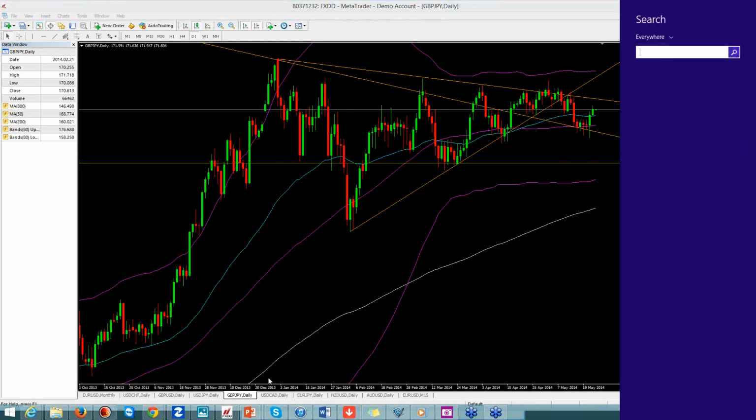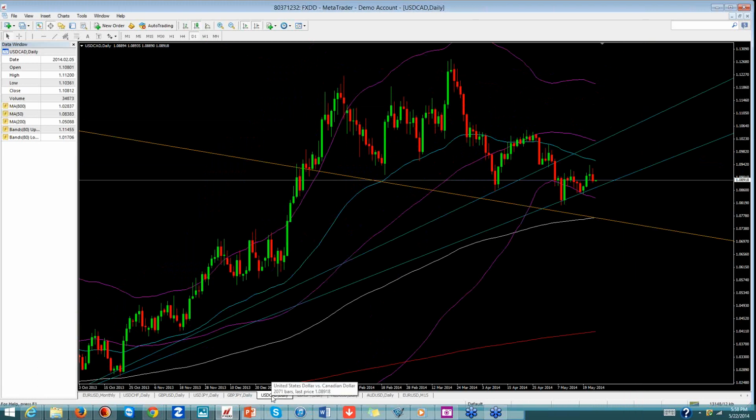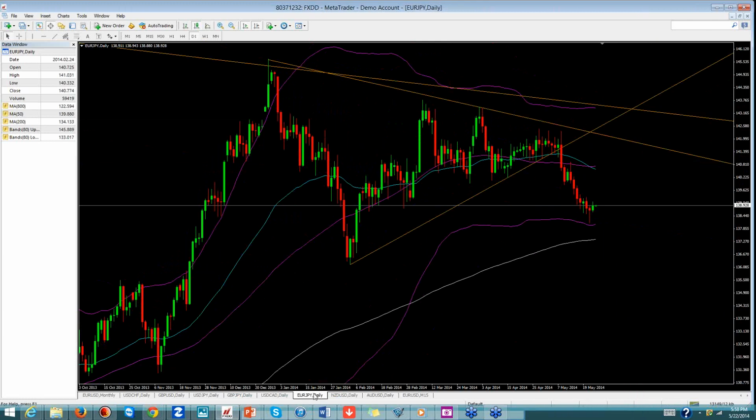Okay, so dollar CAD is in consolidation. You can see that, and so we're going to look for a test at 1.0871 in that vicinity. Potentially more consolidation. So I'm calling consolidation bias on the dollar CAD.